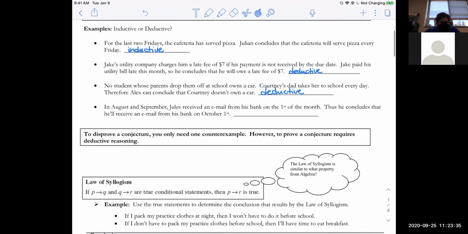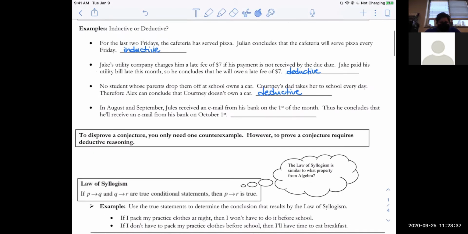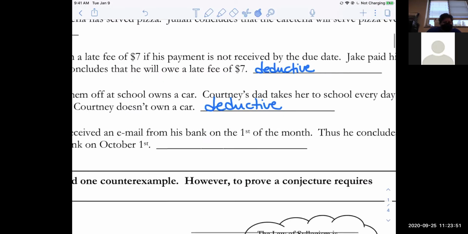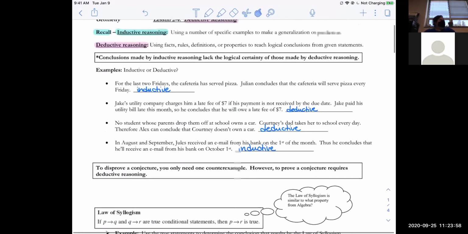Okay, in August and September, Jules received an email from his bank on the 1st of the month. Thus, he concludes that he'll receive an email from his bank on October 1st. Inductive or deductive? Yeah, he's taking what's happened and trying to predict what's going to happen in the future. So again, inductive is making observations that lead you to conclusions. You're trying to take a few situations and extrapolate to a broader conclusion.